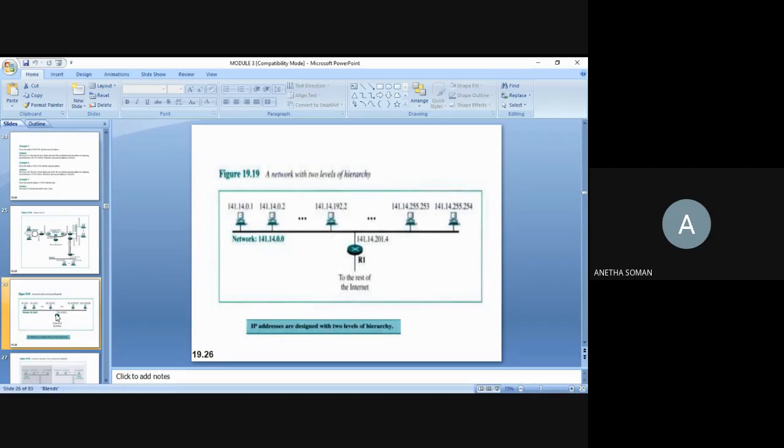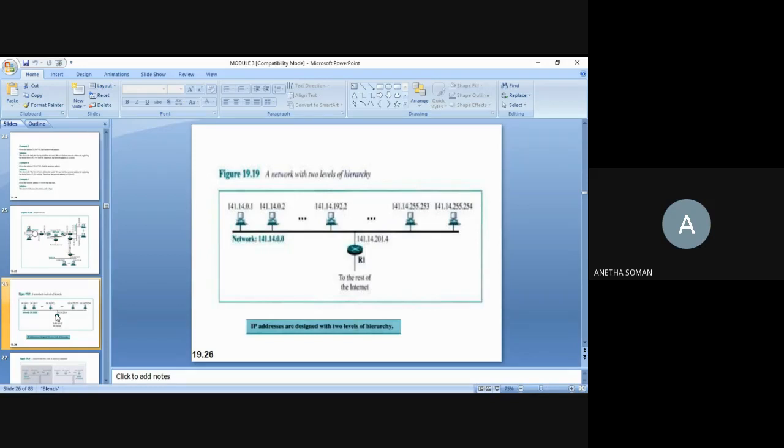Okay, so IP addresses are designed with two levels of hierarchy. Right? You can see in the diagram, you have a network, a main site. Once you reach the network, many hosts will be connected to it. Through the router R1 only, they can identify the network.